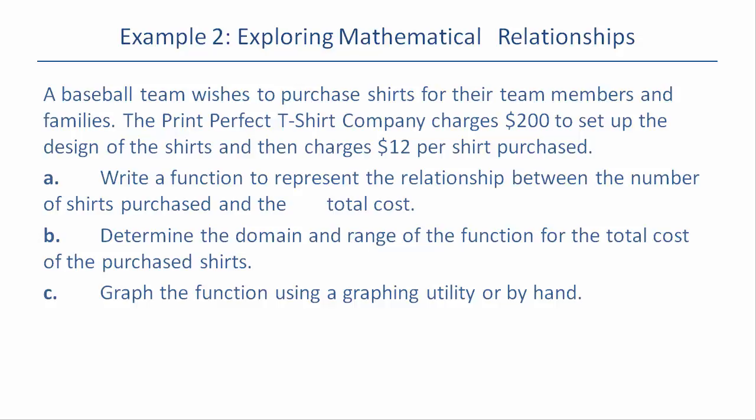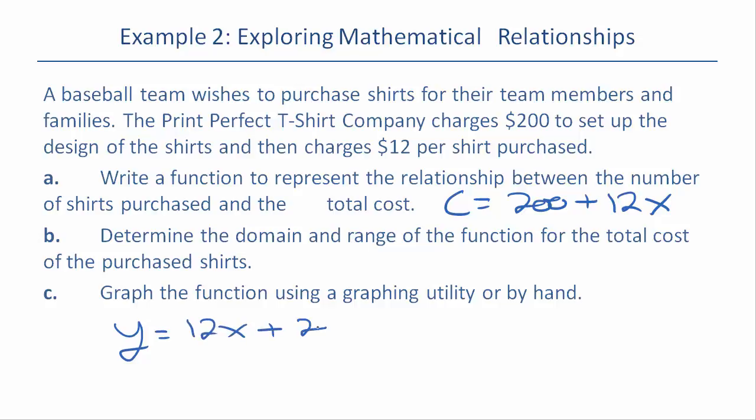cost. And hopefully you can see that it's fairly easy to figure out that the cost is going to equal $200 plus $12 times however many shirts you want. It's that simple. Now, the domain and range of the function. Well, if we're looking at this function in a general sense, if we're just looking at y equals 12x plus 200, what is that going to be when we graph it? Well, it's going to be a straight line, right, with a slope of 12.